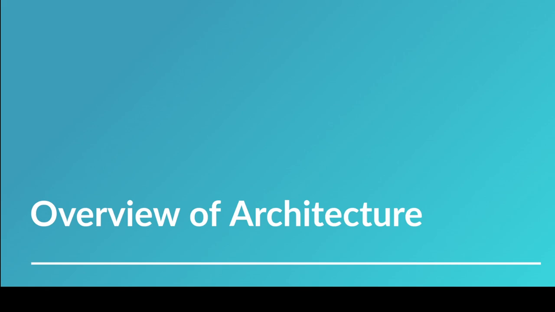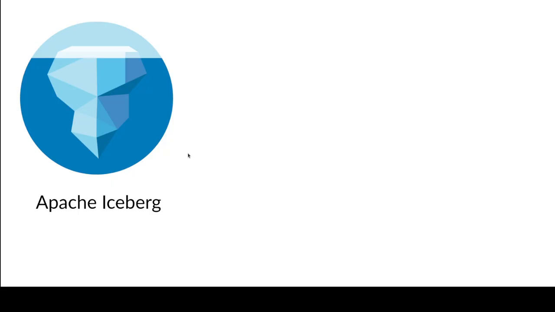Basically, what we'll be talking about is an overview of the Apache Iceberg architecture. Basically, how does it work? We know that Apache Iceberg defines metadata, and that metadata allows engines to understand the table and plan queries in a way that's fast. But how is that organized? So let's take a look.